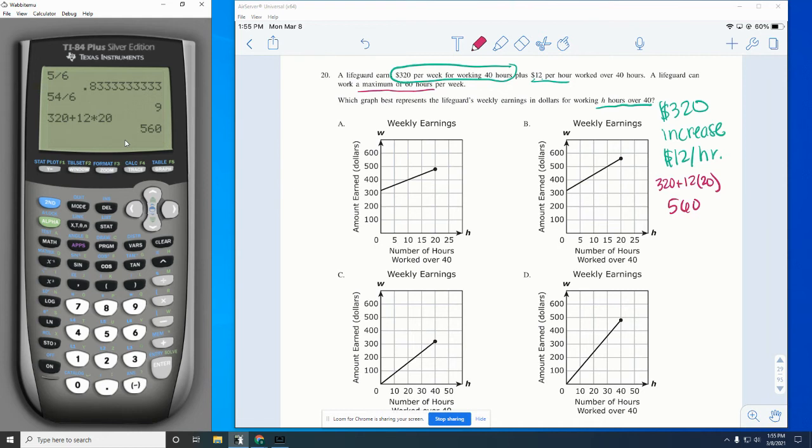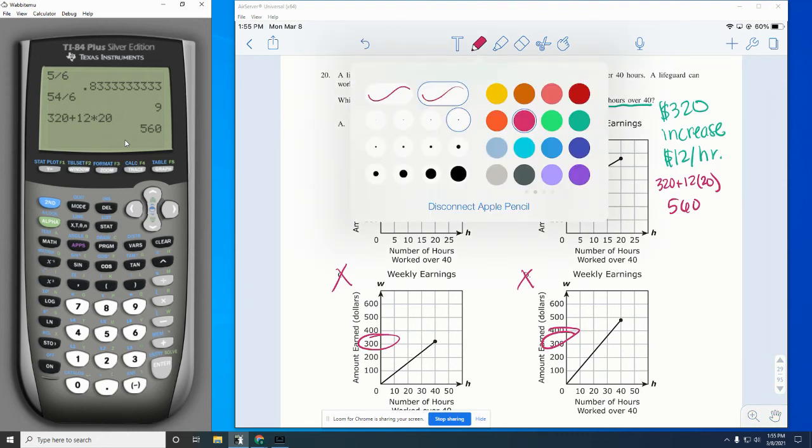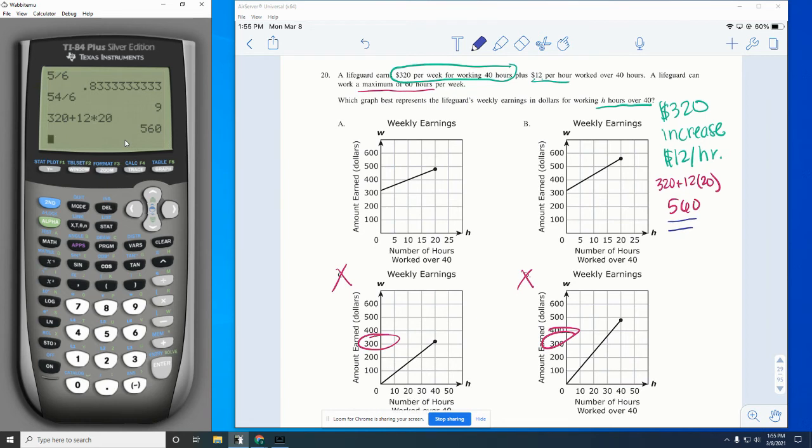So if we look at my graphs, C and D are automatically out because they don't start with working over 40 hours at $320 as A and B do. And then I'm just looking for which of these has the correct ending number. And that's going to be answer choice B because that one's about 560. Answer choice A has it at about 480 maybe. So that one's kind of a lot of words, but all you're really doing is finding the graph that matches.